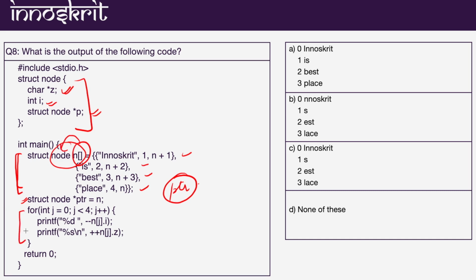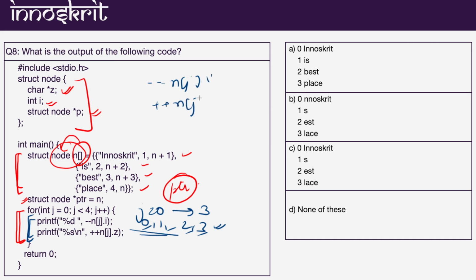And now we have a for loop. Let's see what this for loop says. This for loop says j will start from 0 and it will go to 3, so 0, 1, 2 and 3. So it will run for these values of j. And now we have two print statements, and for each of the iterations it is working in a similar way: minus minus n[j].I and plus plus n[j].z. So basically these are the values that will be printed by this for loop, and there is a next line.